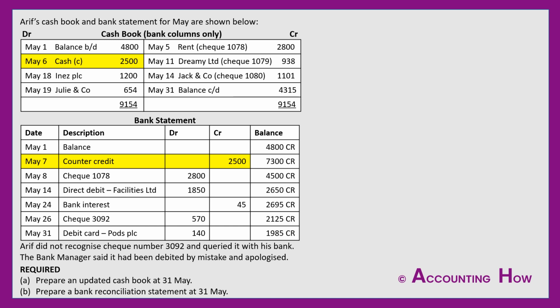And the dates and the narratives are similar, but again, remember that with the bank, often the dates will just be a couple of days later. The narratives might not be exactly the same. So Arif said it was cash and a contra entry, so he's basically paid some cash into the bank, whereas the bank statement is just recording it as a counter credit. In other words, Arif or somebody from the business went to the bank, literally to the counter, and paid in this cash. But we can see they're the same transaction, so I've paired them off.